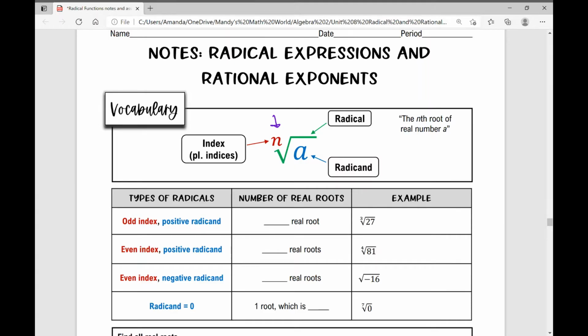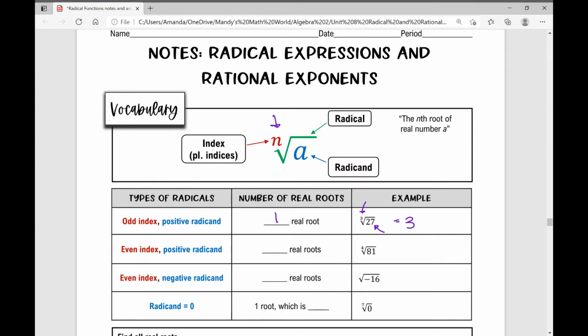So let's go over some types of radicals, the number of real roots that radical will have, and we'll look at some examples. The first type of radical I want to go over is a radical that has an odd index, so that number right here, for example, is odd, and a positive radicand. If that index is odd and what's underneath the radical is positive, you will have one real root. So the cube root of 27 is positive 3, and the reason is that 3 times 3 times 3 is 27.